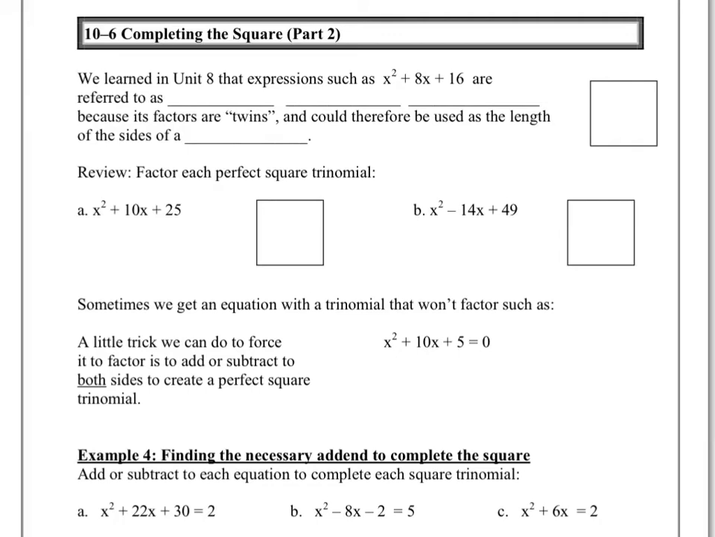Okay, so in this lesson, we're going to start off with part 2 of completing the square. Before we go into that, I want to take us back to factoring. Remember that we learned when we have a number like x squared plus 8x plus 16, that these are called a perfect square trinomial.